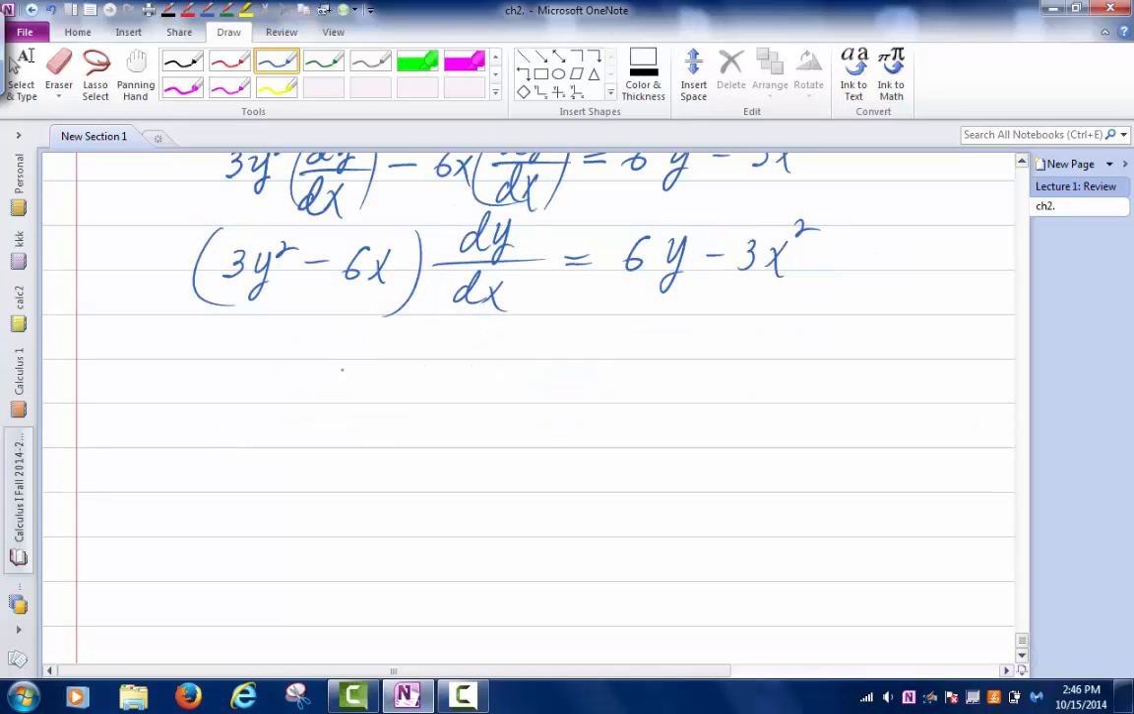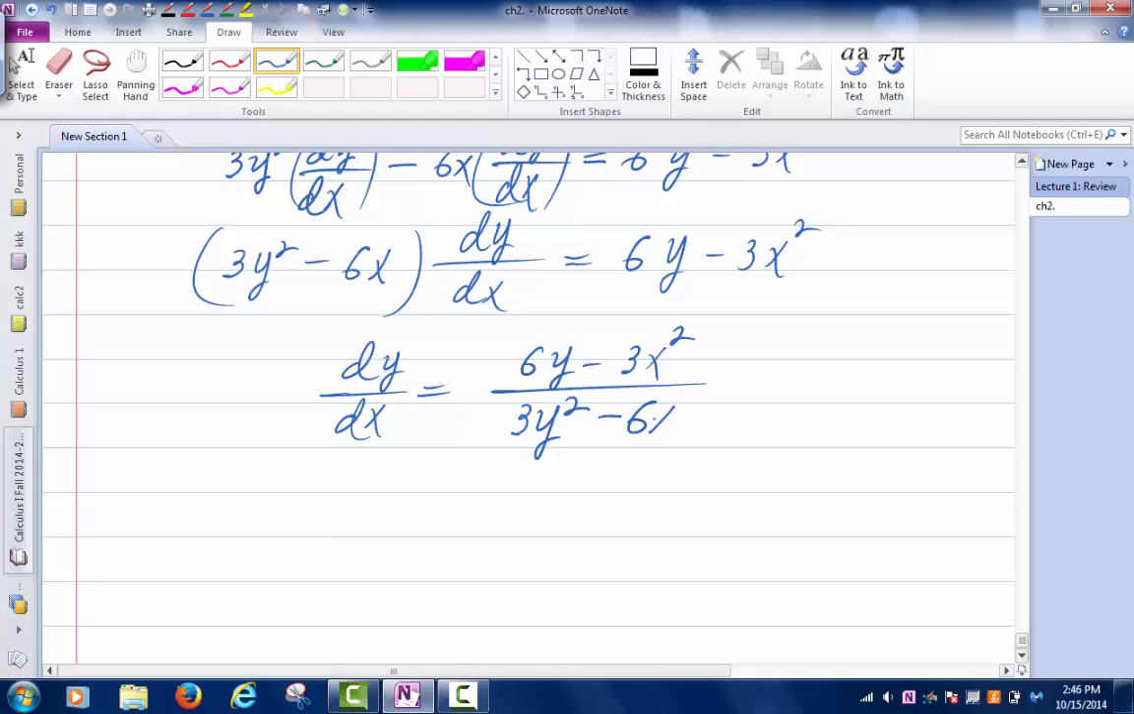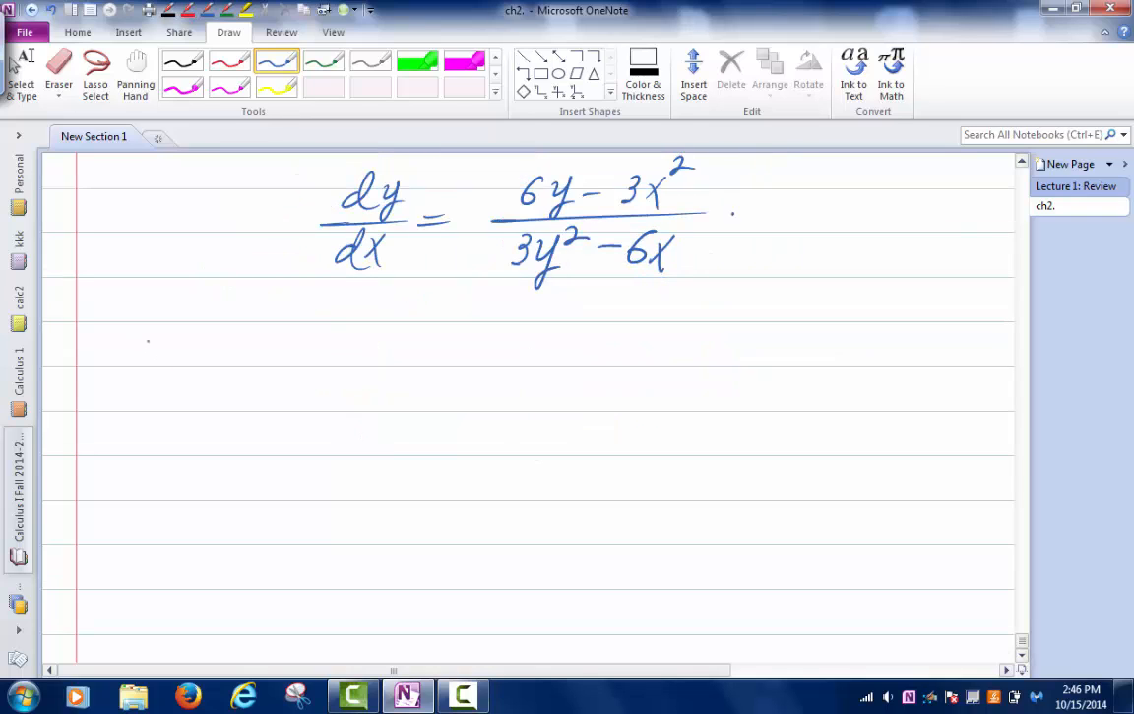And finally, what is dy dx? Six y minus 3x squared over 3y squared minus 6x. Okay, so that's the derivative of y with respect to x. Now, if I ask you to find the derivative at a given point on the graph of the equation, so, for example, you might be asked.